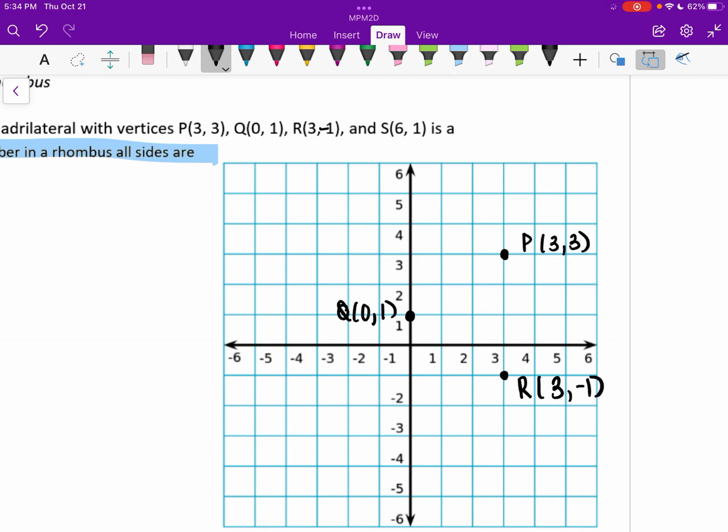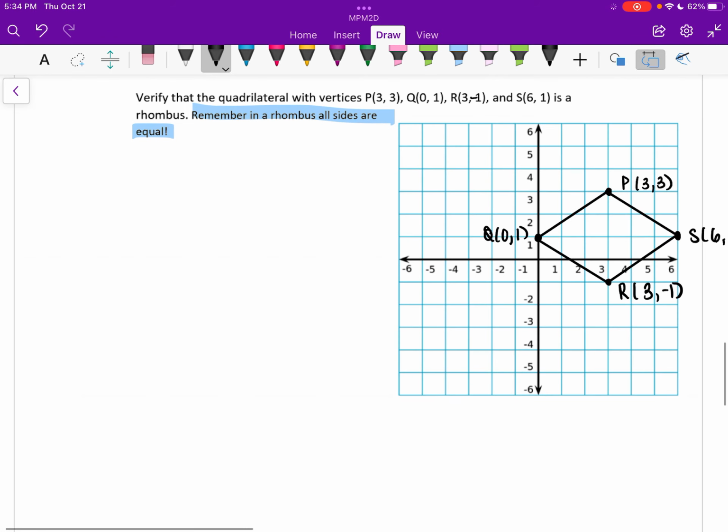Right, and then the last one is 6 plus 6 and 1, which is going to be right here. So side S is (6, 1). I'm just going to go ahead and fill that in so that I have my rhombus. Okay, so now what I'm going to do is find all the sides.